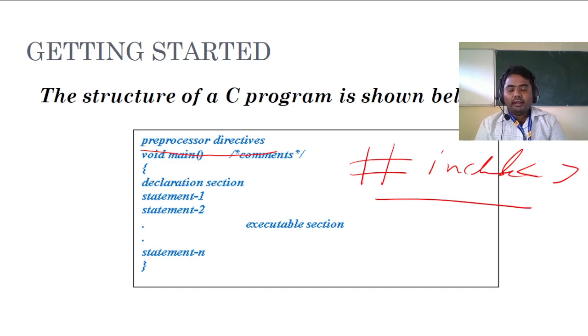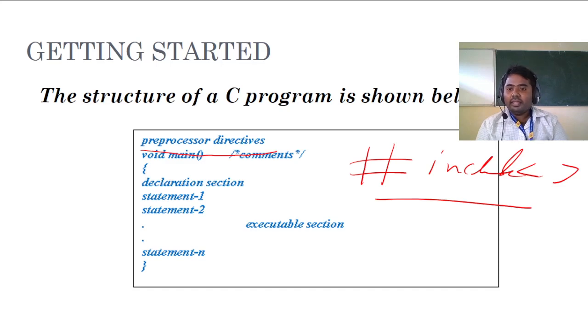Later, followed by the preprocessor directives, there can be global variables or other global declarations, followed by the main function. A function is a block of code which performs some operation. Any C program must contain at least one function, and that function is the main function. A function contains n number of statements, where the statements perform some operation. So, preprocessor directives are followed by the function.